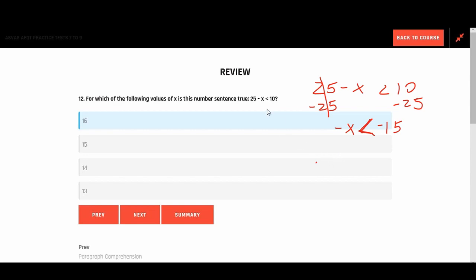Now we want to solve for x. So imagine there's a 1 in front of there. I'm going to have to divide this by negative 1 and this by negative 1. This is going to cross out and just leave me with positive x.